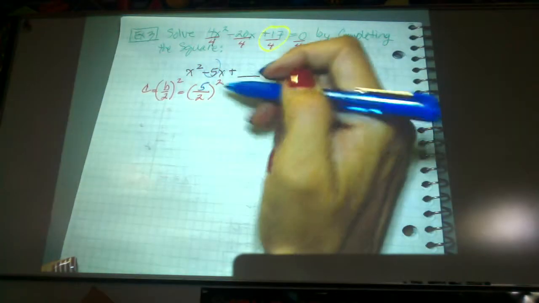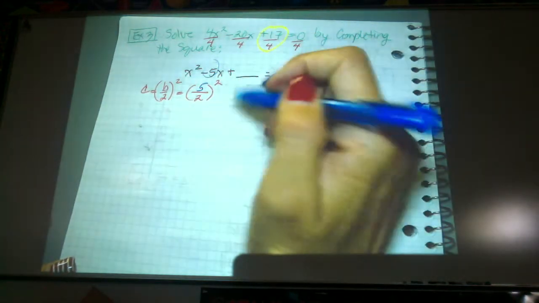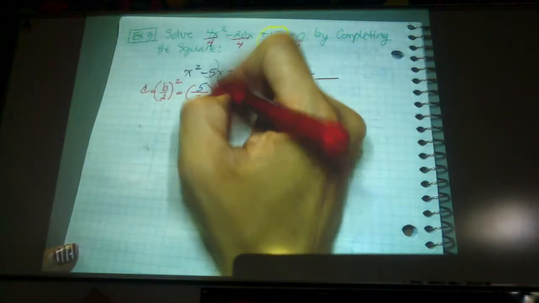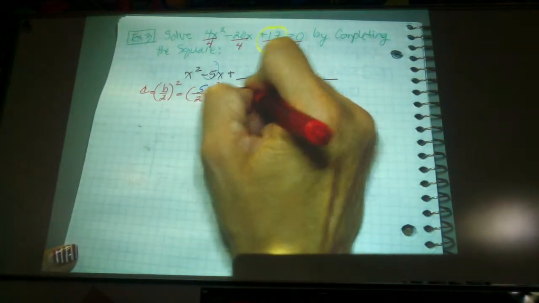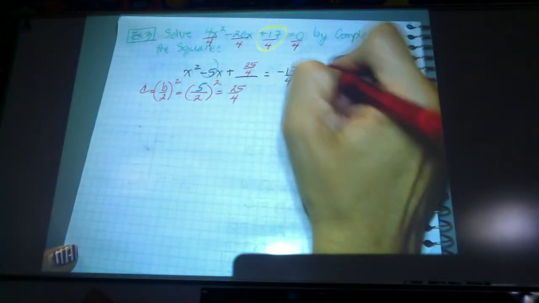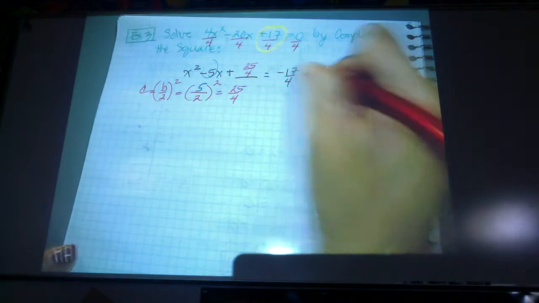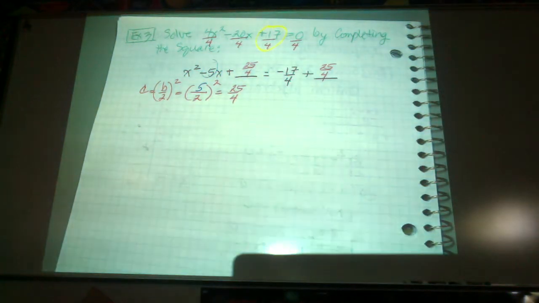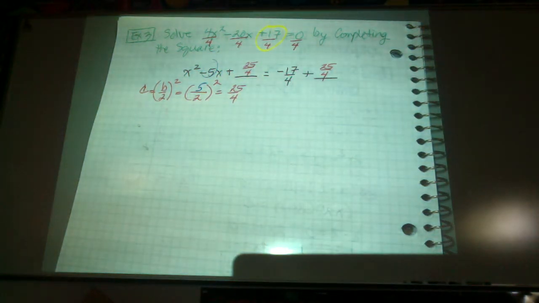So what is 5 halves squared? 25/4. So I'm going to put a 25/4 on the left of the equal sign and a positive 25/4 on the right side of the equal sign. So I've maintained my balance.